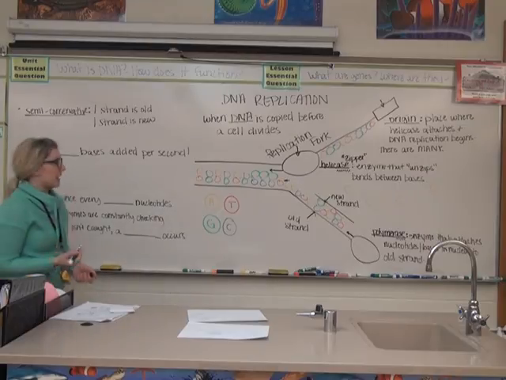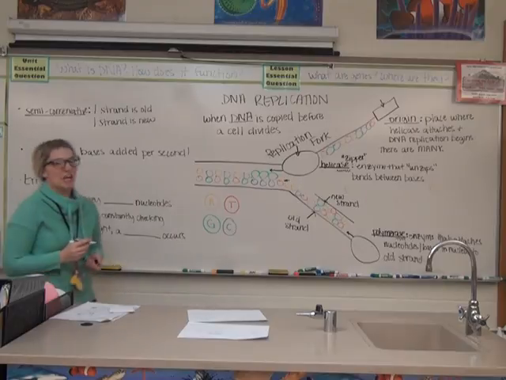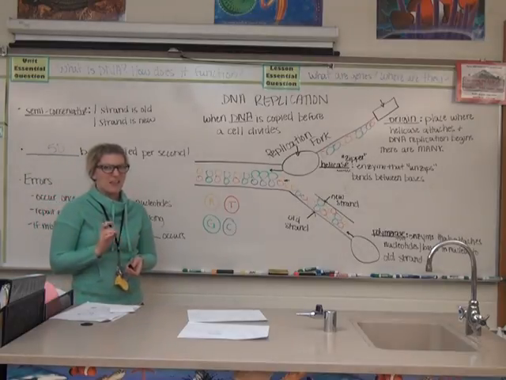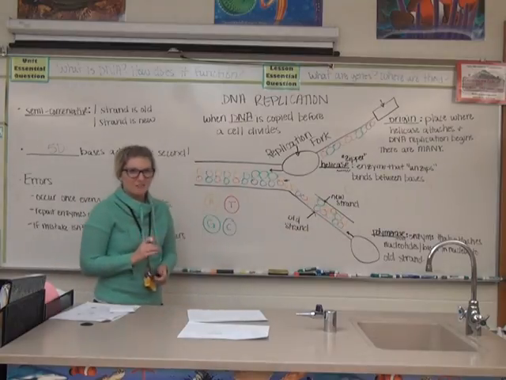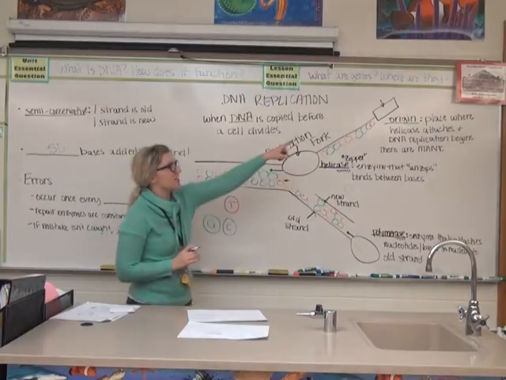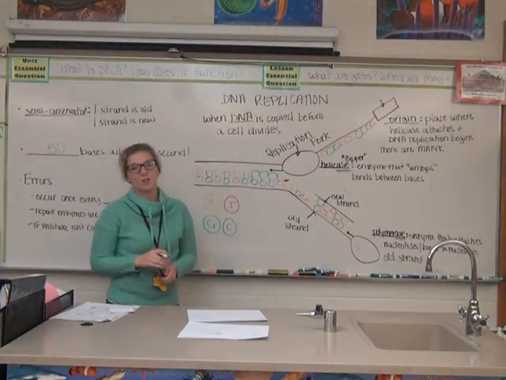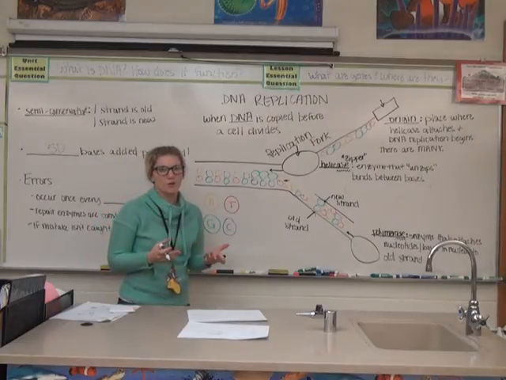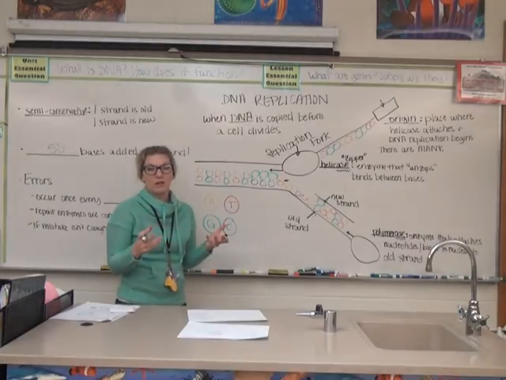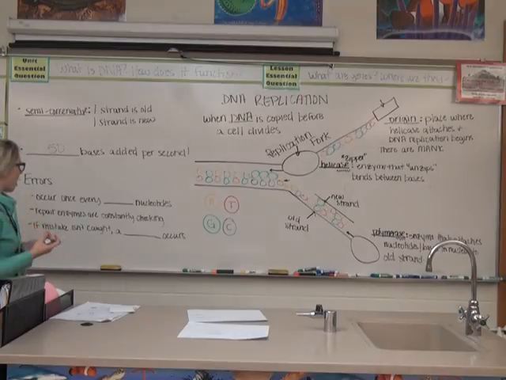As DNA is replicating, 50 bases are added per second. Think about that. That's crazy. We have 50 of these guys that are attaching every single second in just that origin. And now we have tons and tons and tons of origins that are happening on a chromosome. And we have tons and tons of chromosomes that are happening in every single organism, right? And so just think about how many bases are being added all the time.